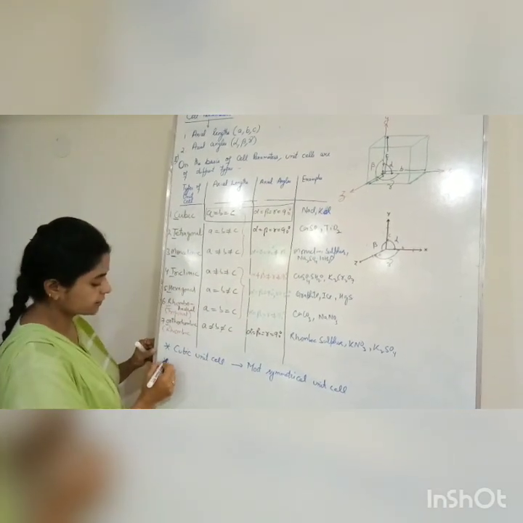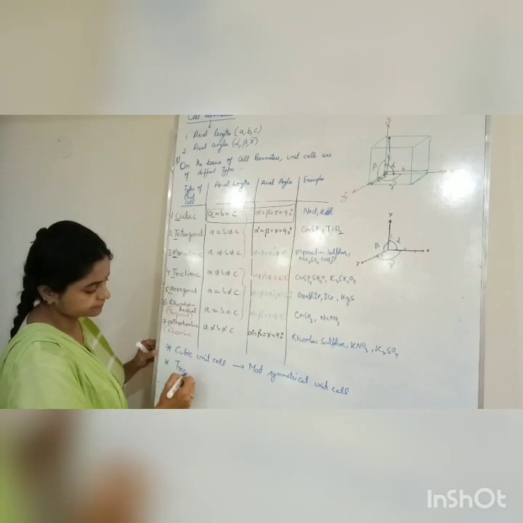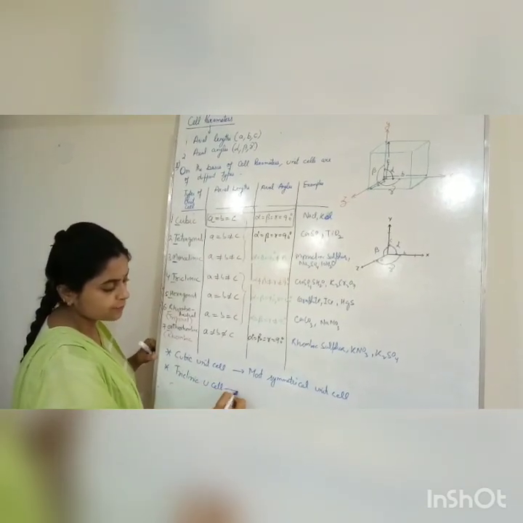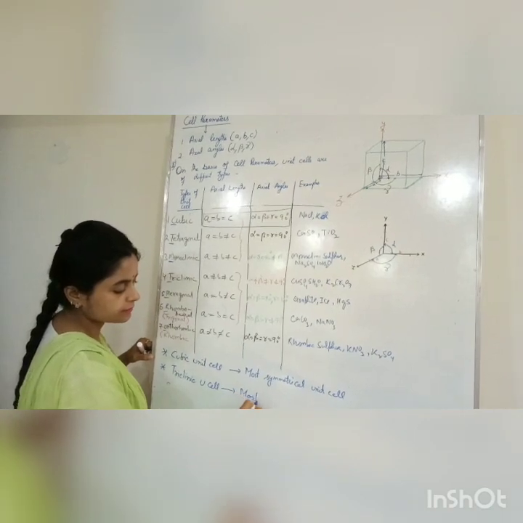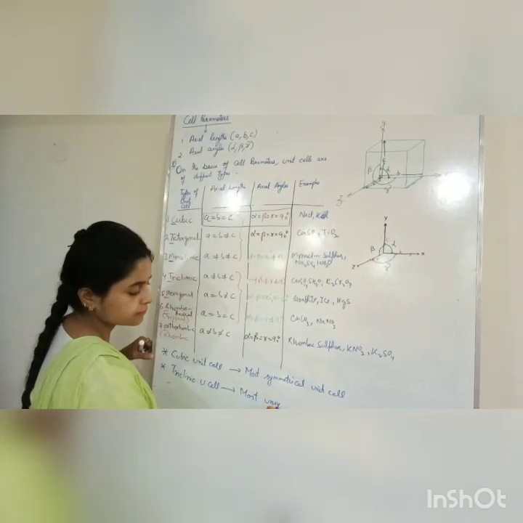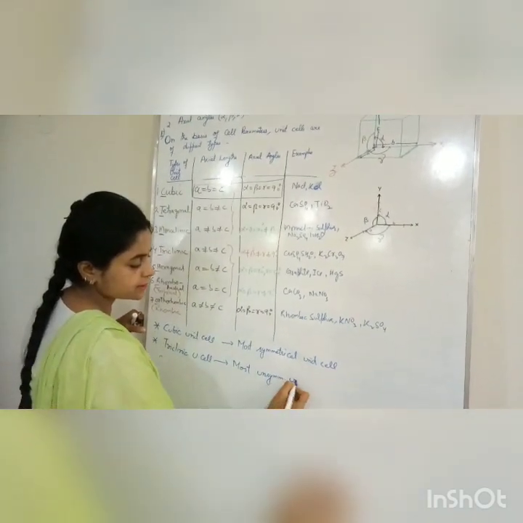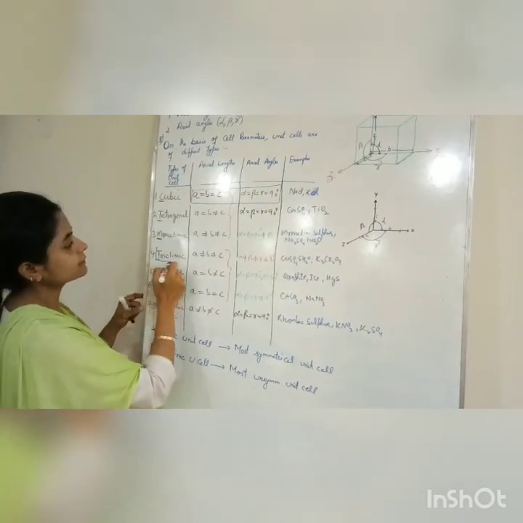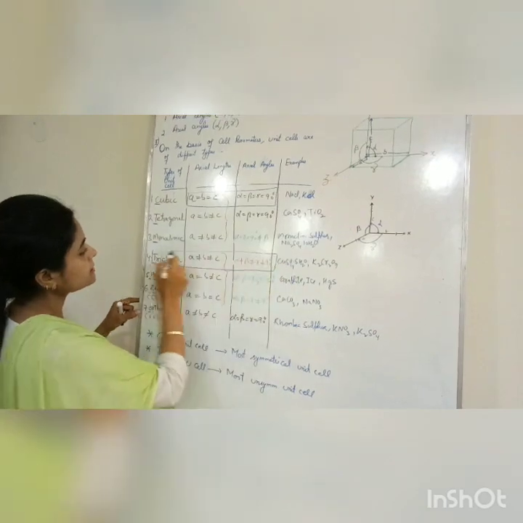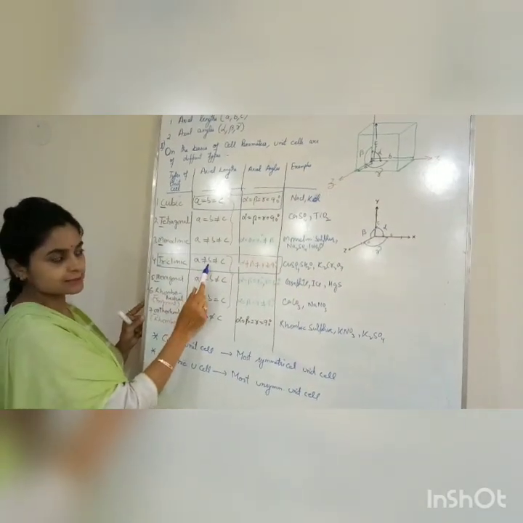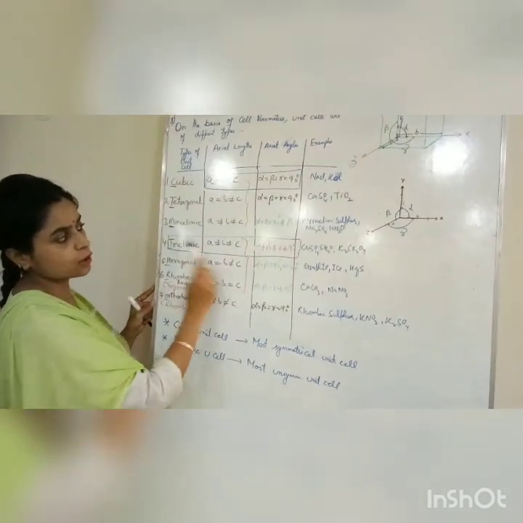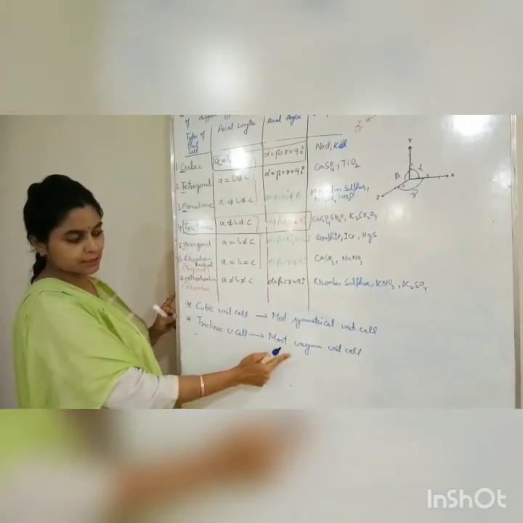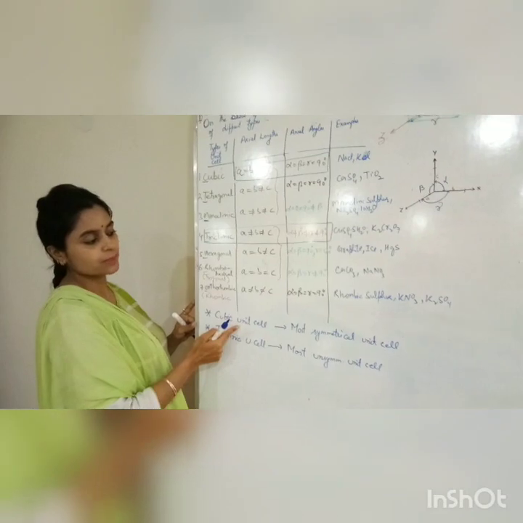And triclinic unit cell is the most unsymmetrical unit cell. See here, triclinic. In this case, all the axial lengths as well as axial angles are not equal. So this is the most unsymmetrical unit cell and this is the most symmetrical unit cell.